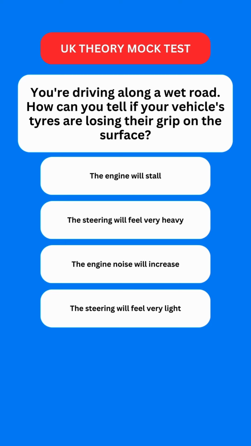Next question is, you're driving along a wet road. How can you tell if your vehicle's tires are losing their grip on the surface? Options are the engine will stall, the steering will feel very heavy, the engine noise will increase, or the steering will feel very light. The correct option is the last one. If your steering wheel starts to feel very light, that means your tires are losing grip.